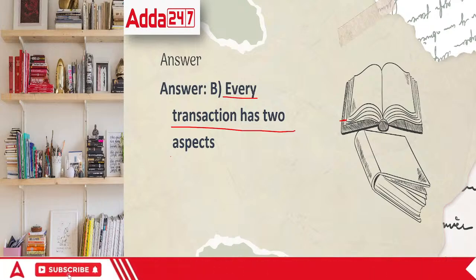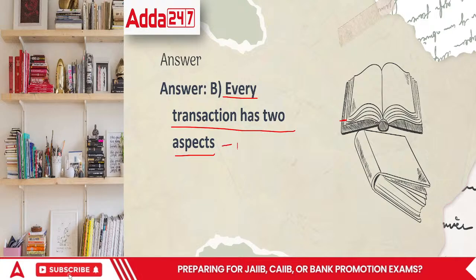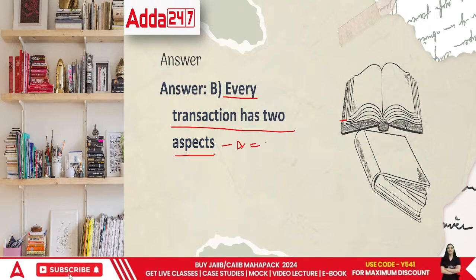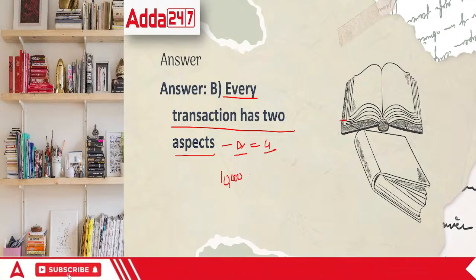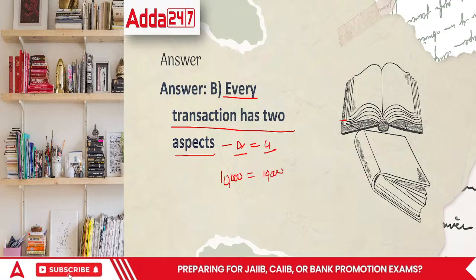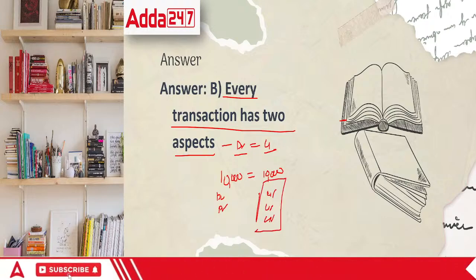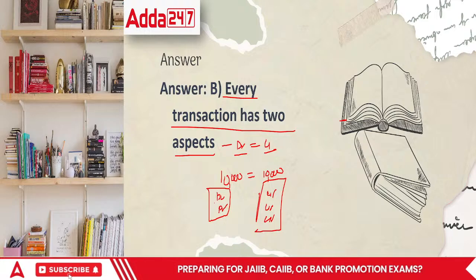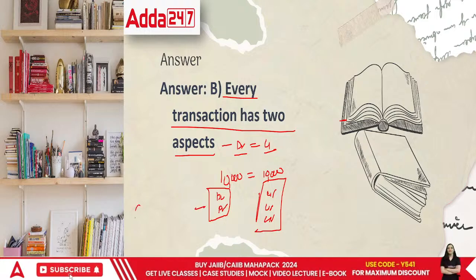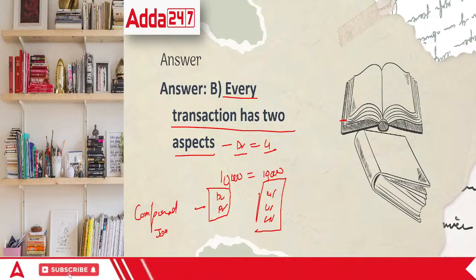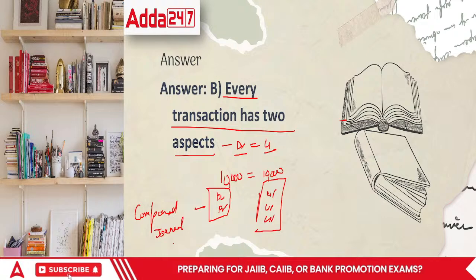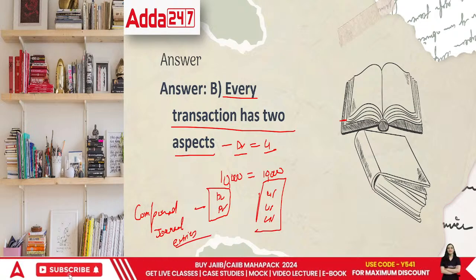Matlab, these are the two aspects which they say: for every debit, there is a total equal credit. If the debit total is 10,000, then the credit total will also be 10,000. No matter how many debits or how many credits you have, in one particular entry you can have multiple debits and multiple credits. Such journal entries are called compound journal entries. ठीक है? We'll be talking about compound journal entries once we move on to that area.